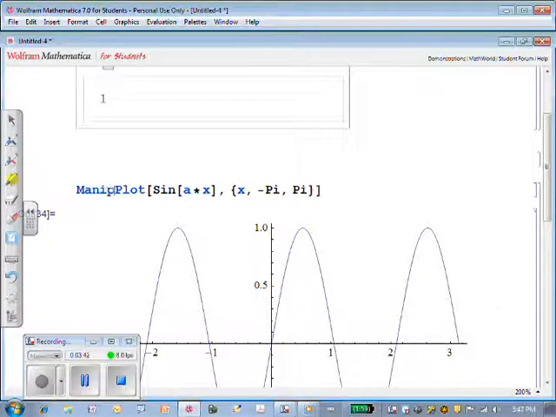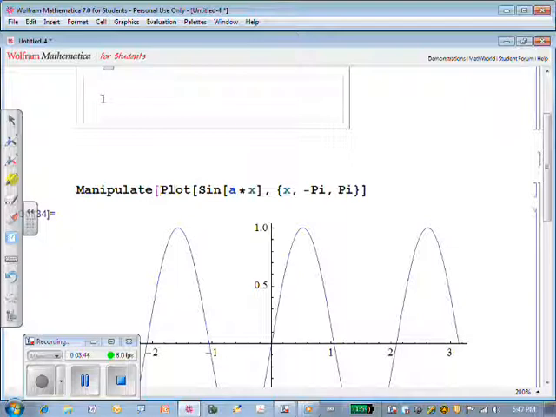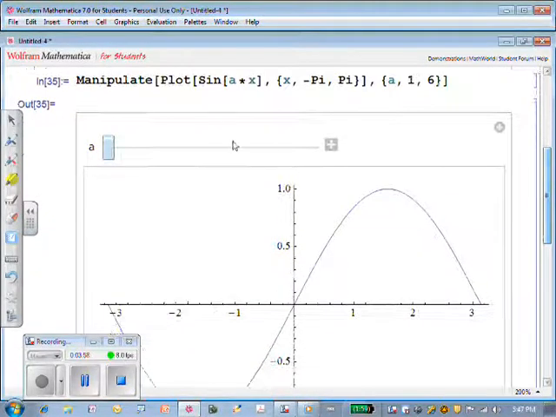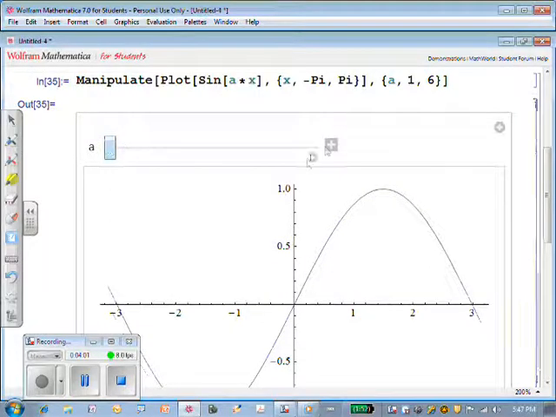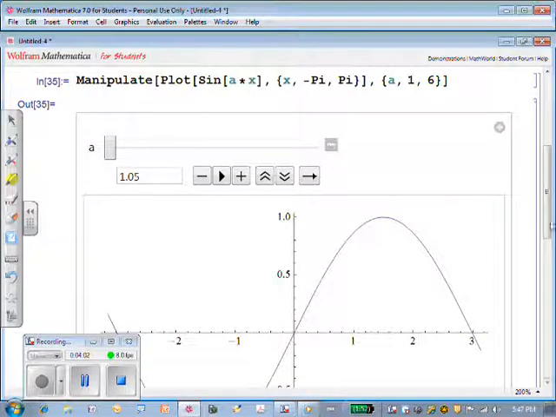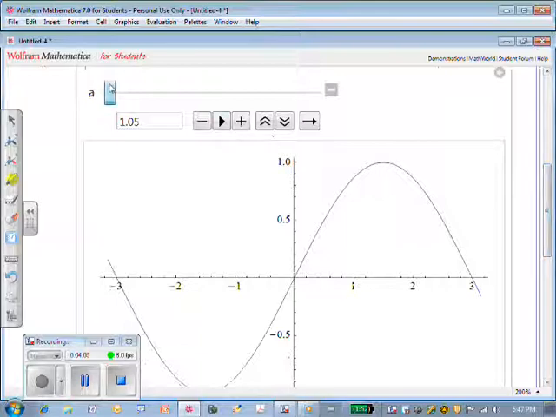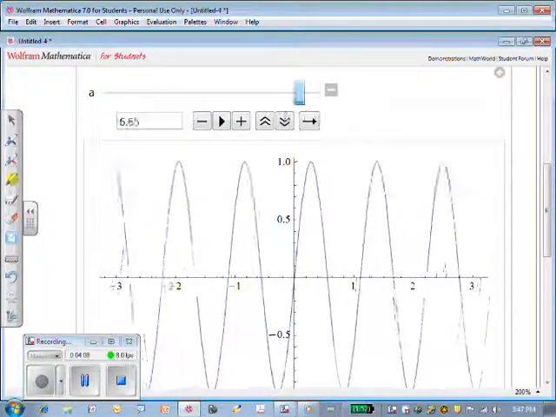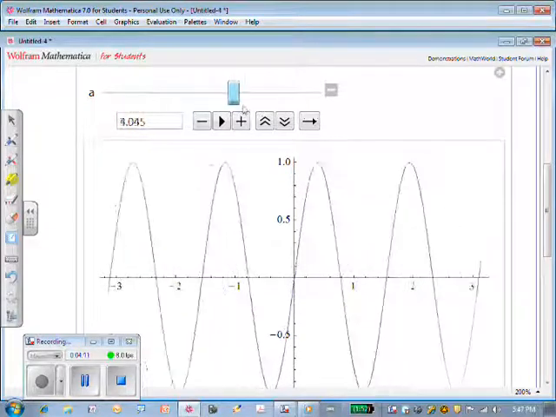And now I can use Manipulate. What I'm going to ask it to manipulate is that variable a. So let's say I want a to go from 1 to, I don't know, 6. Okay? Shift enter. And now you're going to get a control where, if I change the value of a, and you can actually see the values, notice the graph will act accordingly. So you get a much more visual idea of what's happening as you're changing different variables.